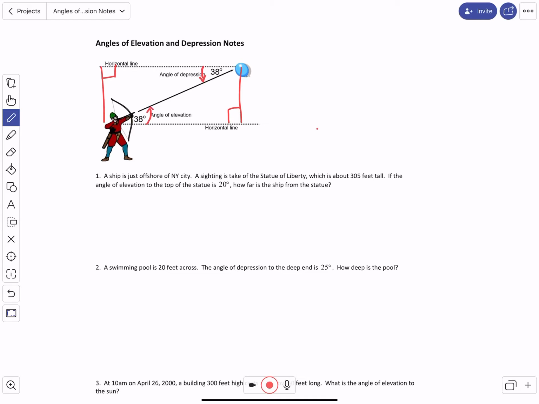Okay? So depression is going down. So you kind of think if you're depressed, you're down. Elevation is going to be going up. Okay? So that is the difference.